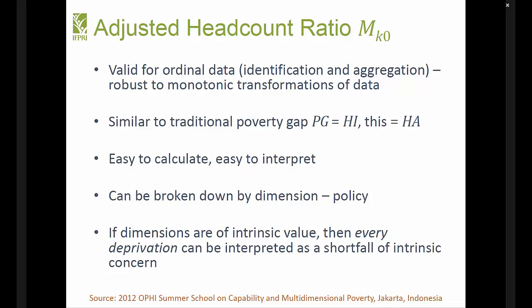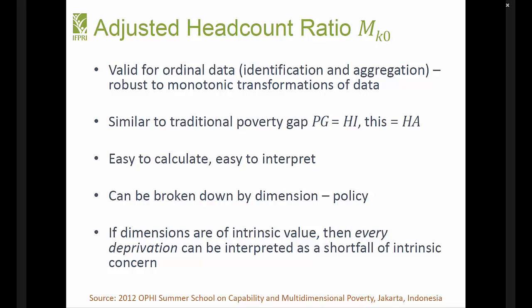If dimensions are of intrinsic value, then every deprivation can be interpreted as a shortfall of intrinsic concern. So this is just an interpretation. For the multidimensional measure, if you think that all of those things are basic needs, then every shortfall is a concern. So here you could look at this and say, okay, every shortfall is a problem. But the interpretation depends on why you chose a dimension.